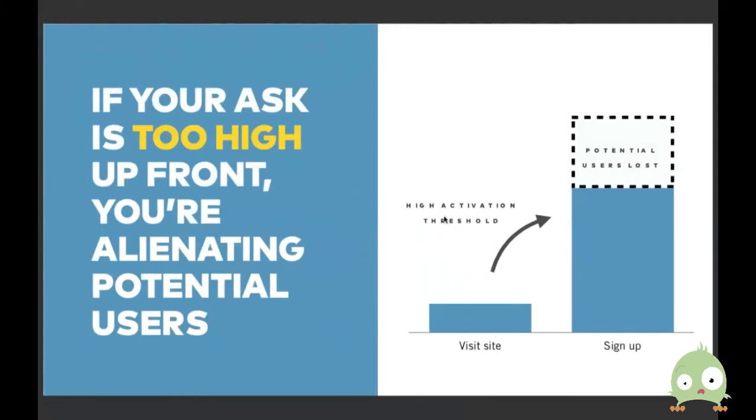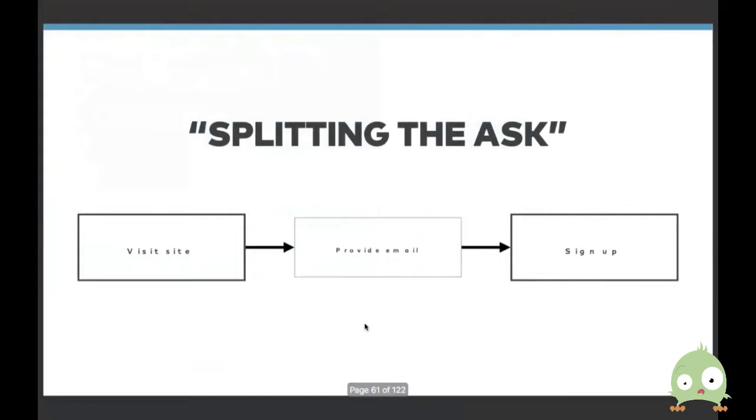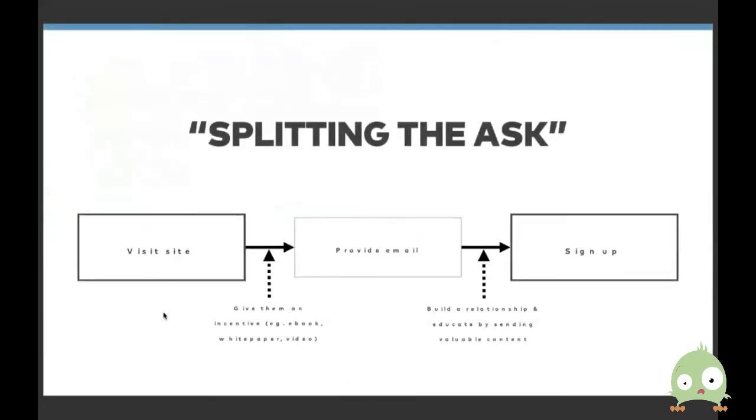Now you have visit site, high activation threshold, sign up, and you are losing a bit of potential users. How? Because you're not splitting the ask. What you're asking is: visit site, provide the email, and then sign up. This is what you're doing, but it has to be done a little more intelligently, if you want to get an email from them easily so that they are willingly giving you the email.